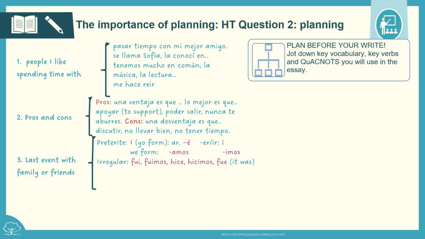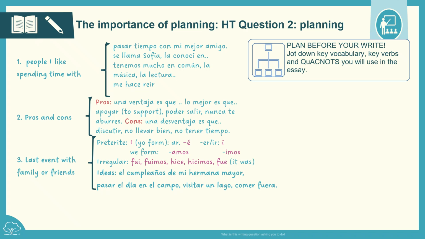On the third one, some preterite ideas, what I did, what we did, because it says last event with family and friends. So we ate, we went, we visited, we explored, we watched, etc. So any idea really. And you can also say what you used to do with them and compare that with what you did. So that would be a nice way to use the imperfect. You could say something like, cuando era pequeño comía siempre en un restaurante.